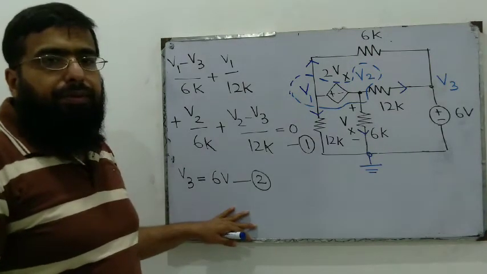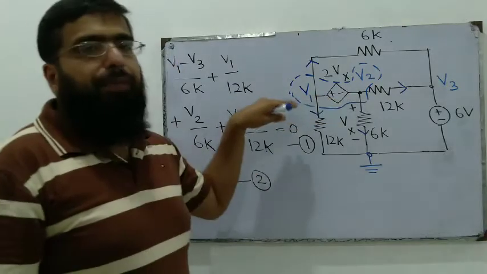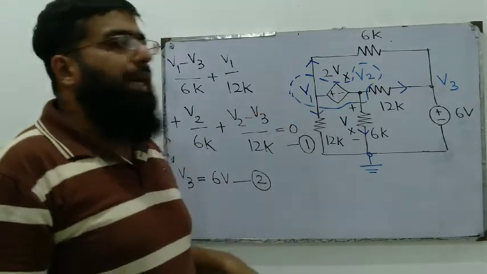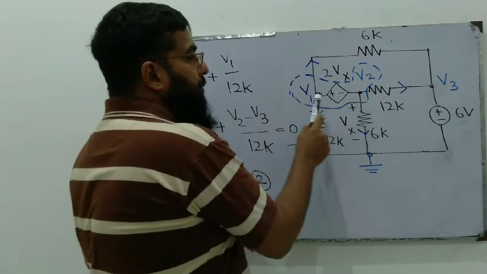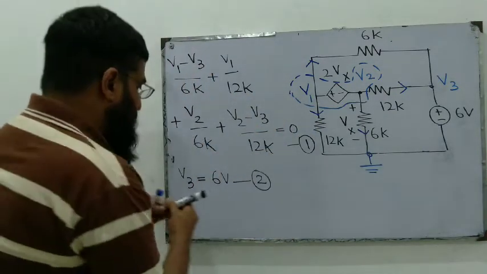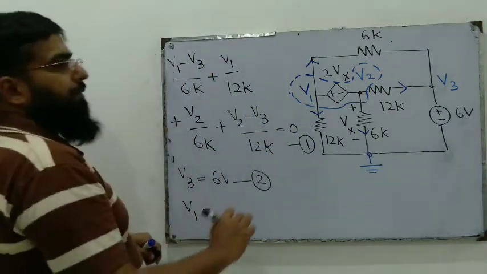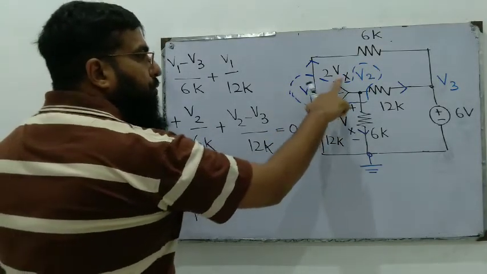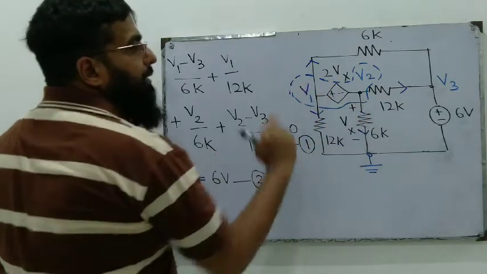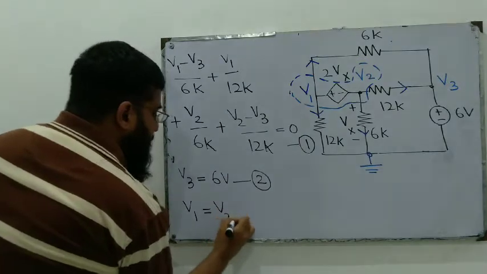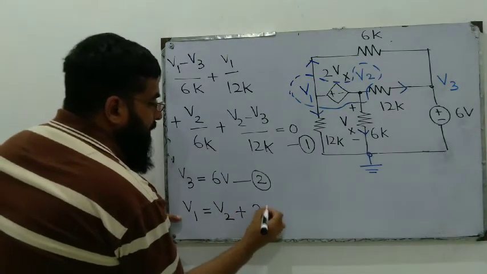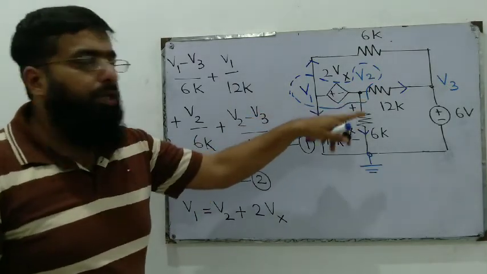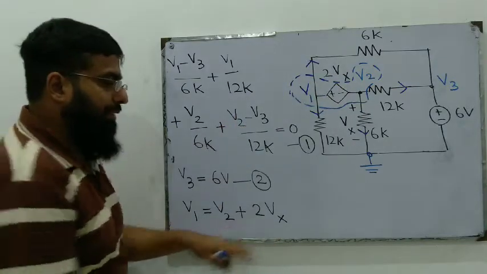The third equation comes from this supernode. The dependent voltage source has a magnitude 2Vx. The negative end is connected to V2, the positive end to V1. This means the positive end of this 2Vx voltage source is 2Vx higher than its negative end. The negative end is V2. The positive end is V2 plus its magnitude, because the positive end of a voltage source is higher than its negative end by the magnitude of the voltage source, which is 2Vx in this case.